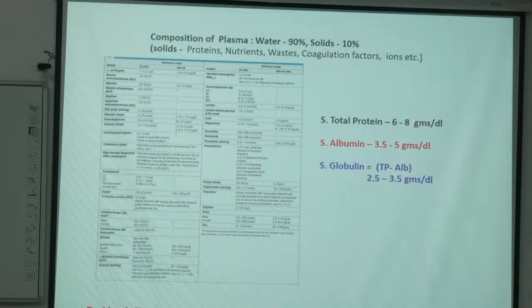That total protein, I can repeat, is 6 to 8 grams per deciliter, and albumin constitutes 60% of the total protein and is the main determining factor of plasma osmotic pressure, and globulin is 2.5 to 3.5. Remember, there are many things which you have to remember in today's class. You can't imagine how many substances are present in the plasma, but all are present and most of the things are measured. So, today our class is on plasma proteins. I will cover as much as possible today, rest I will cover tomorrow.